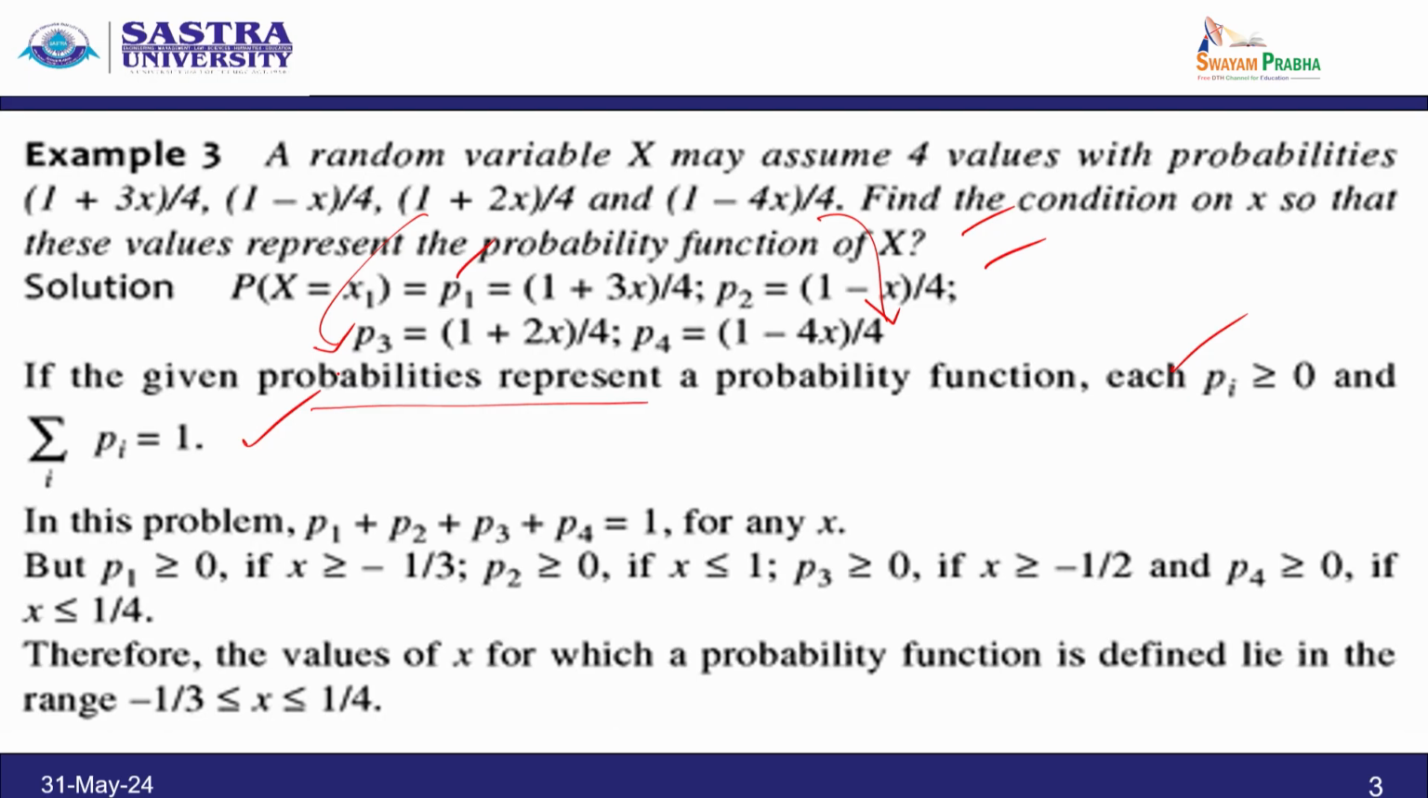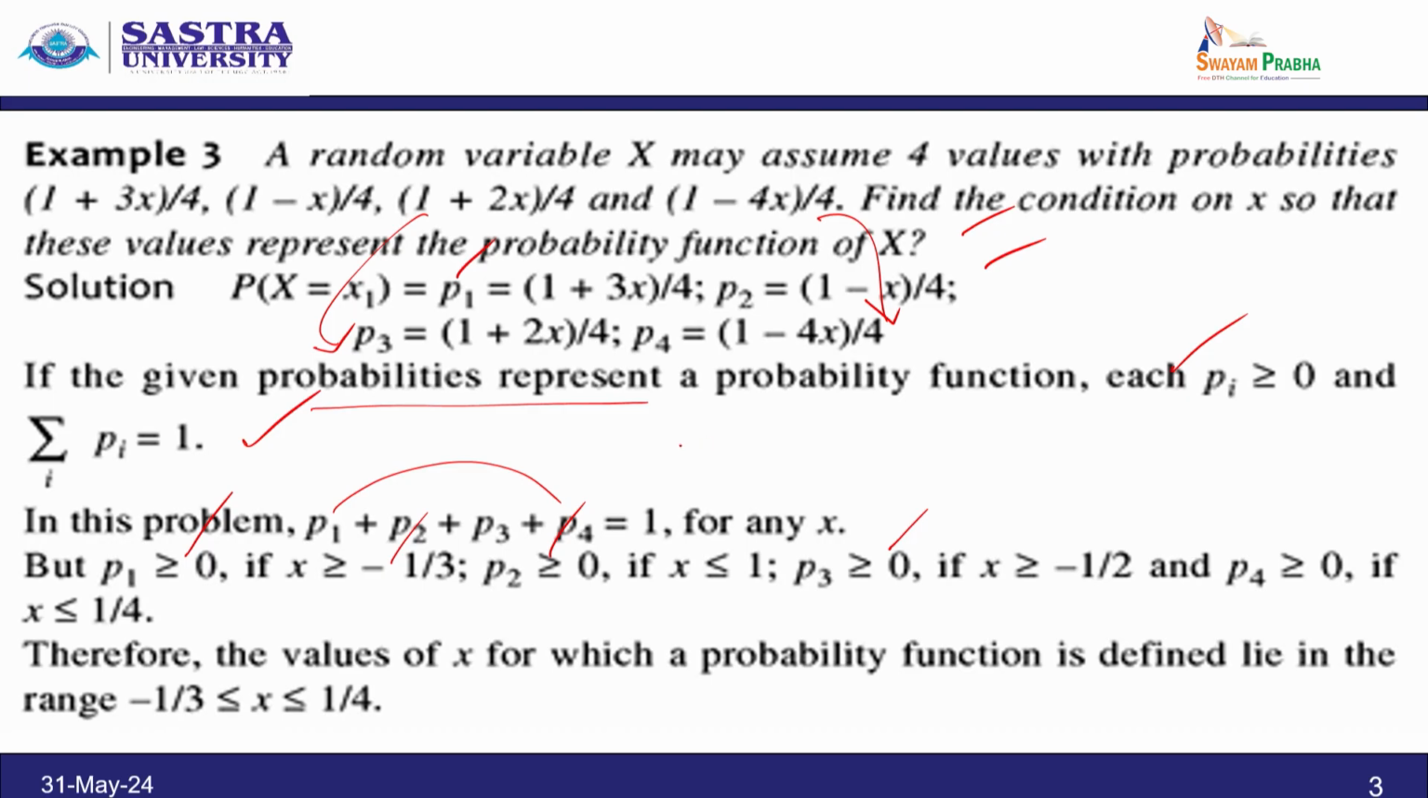So, in this problem, the sum p1 plus p2 plus p3 plus p4 equal to 1 for any x, and p1 is positive if x is greater than or equal to minus 1 by 3, p2 is positive if x is less than or equal to 1, p3 is positive if x is greater than or equal to minus 1 by 2, and p4 is positive if x is less than or equal to 1 by 4. So, this is easily deduced with the help of p1.